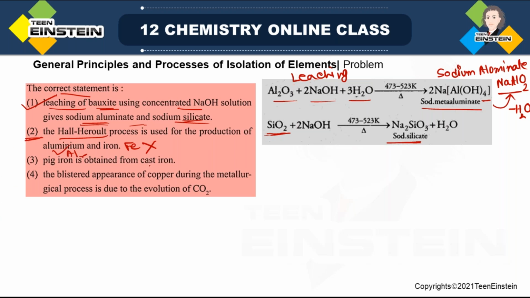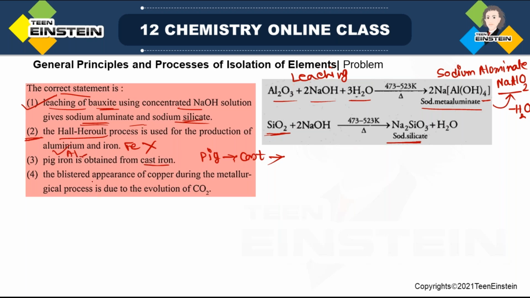Then pig iron is obtained from cast iron, but this is not correct. The reverse statement is correct. So first there is pig, then cast, and then wrought iron. So pig iron obtained from cast is not true. Cast iron is obtained from pig. So this is also wrong.